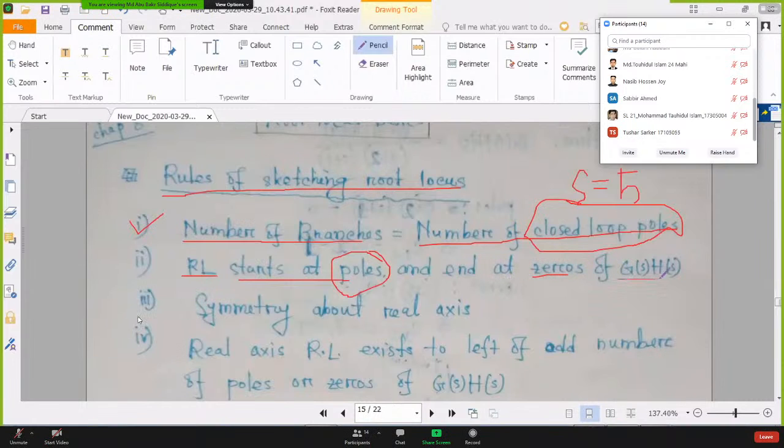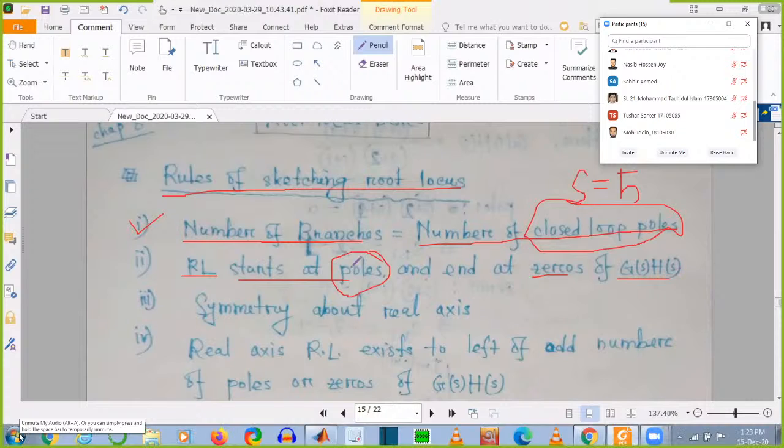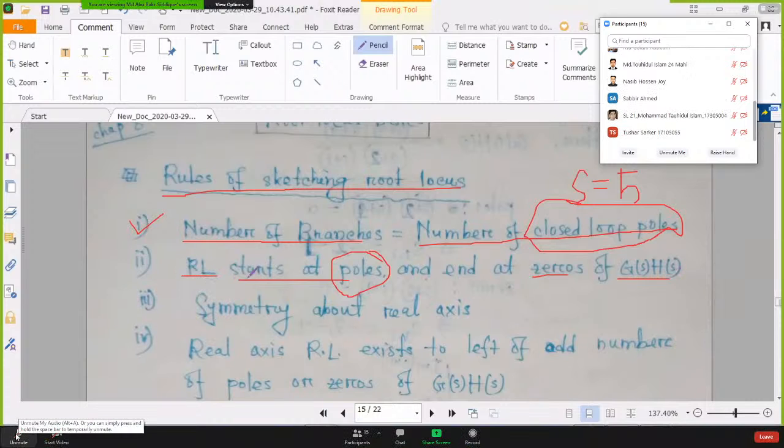So what is G(s)H(s)? You already know that, right? In a closed loop system, what is G(s)H(s)? Yes sir, transfer function. Okay, yes. So, RL means root locus. So root locus starts at poles.